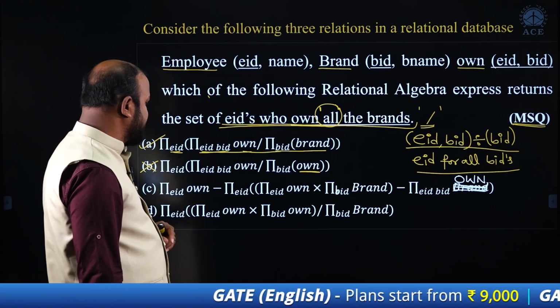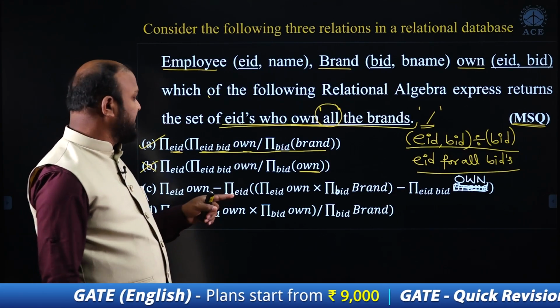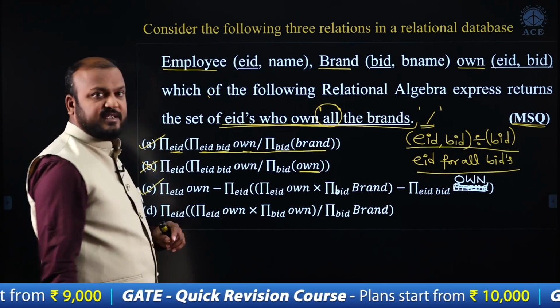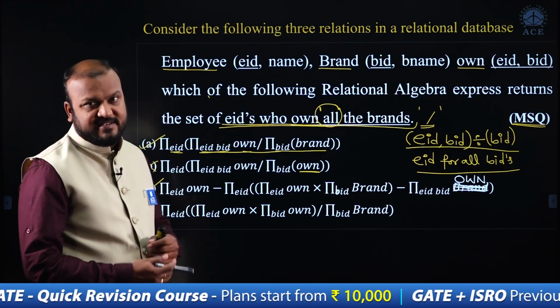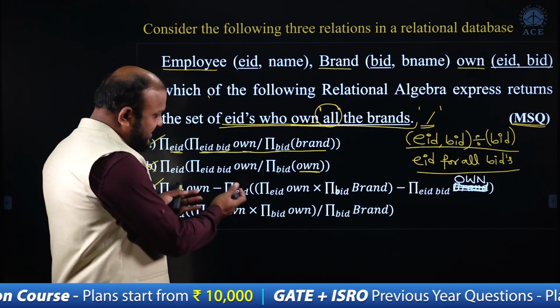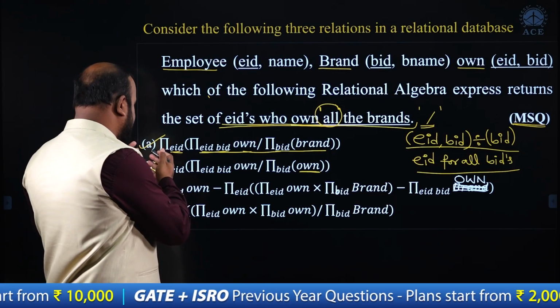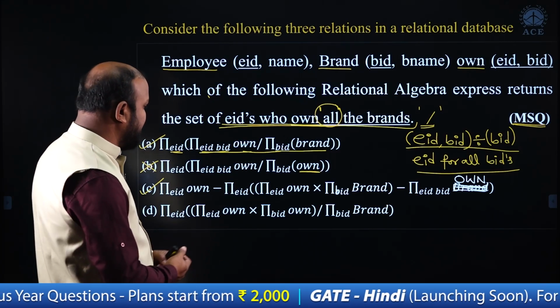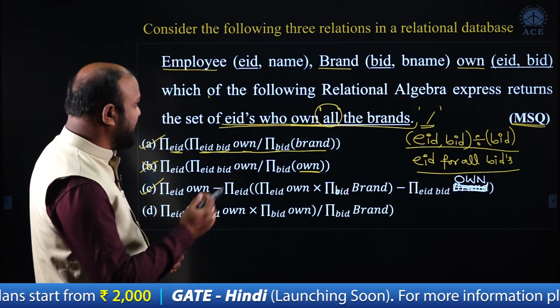Look at option C. Moreover, option C is an equivalent expression for option A, so option C is correct. You may have a doubt: sir, how is option C equivalent to option A? Please prove it to me. Okay, let me show you with a small example.